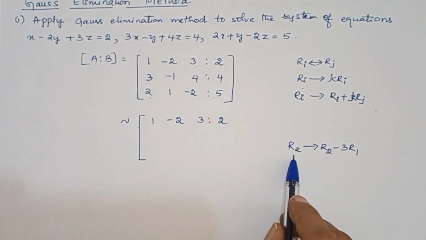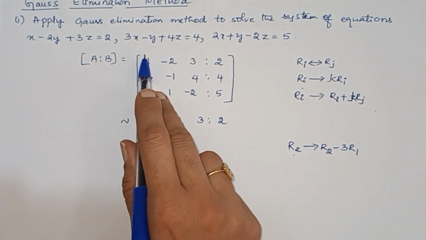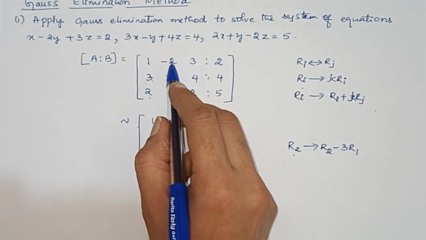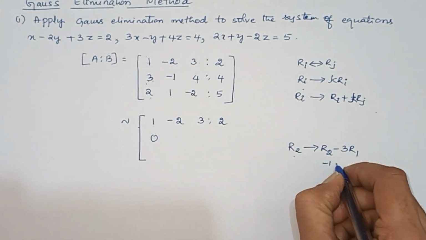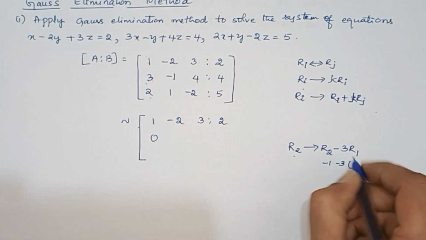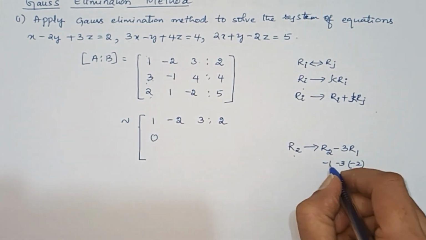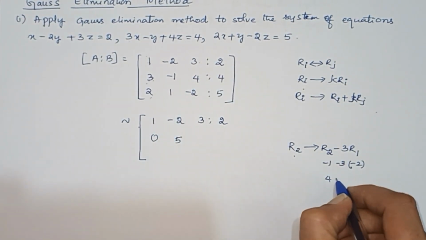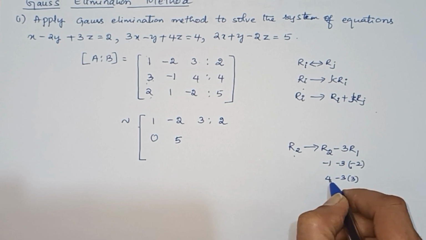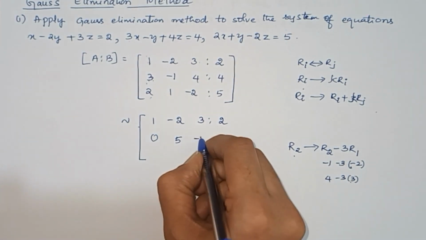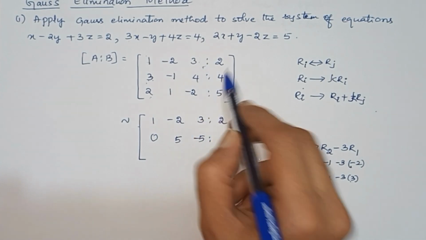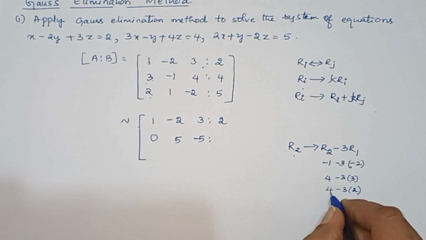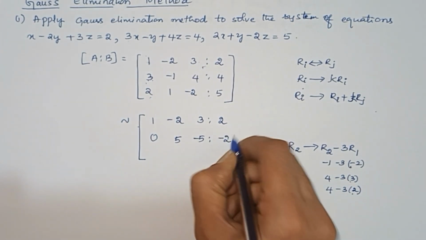Now the second row changes as 3 minus 3 into 1, that is 0. Then -1 minus 3 into -2, that is like this. -1 minus 3 into the corresponding element, which is -2: -1 plus 6, which is 5. Similarly, 4 minus 3 into 3, which is 4 minus 9, that is -5. Then 4 minus 3 into the corresponding element of the first row, which is 2. So 4 minus 6 is -2.